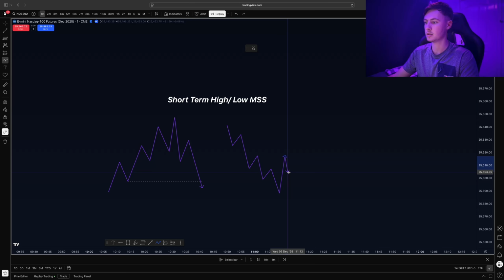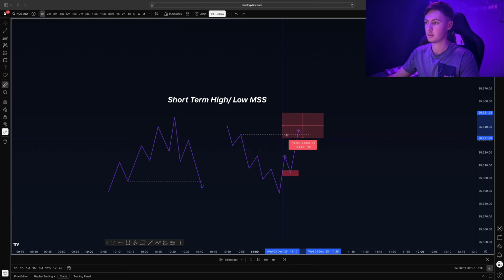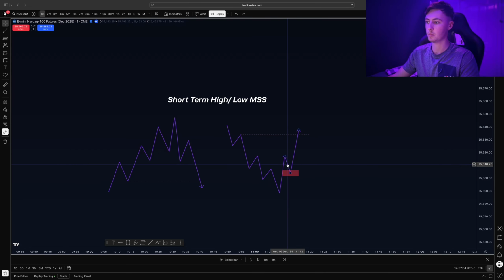And then after the displacement, you just want to look for the retrace into the bullish fair value gap and target internal range liquidity. So retrace into the gap, that's where you're going to enter, and then you just take full TP inside of a premium of the range. If you're taking buys, you're buying in a discount. If you're taking shorts, you're selling in a premium.